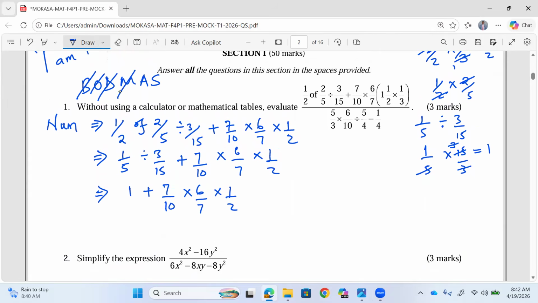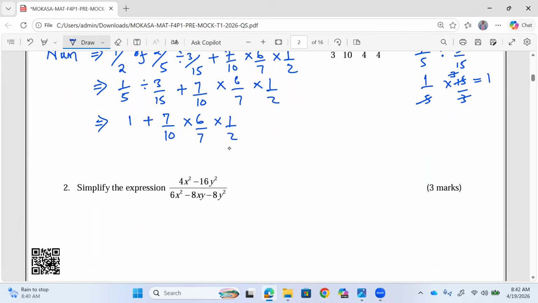Let's check now the multiplication. And multiplication is there, yes. Remember, everything is being multiplied. So we can now identify whatever is common, like 7 and 7, that one cancels. Like 2 and 6, it becomes a 3. So it's 1 plus 3 over 10. And when you add, it shall be 1 and 3 over 10. That is now from the numerator.